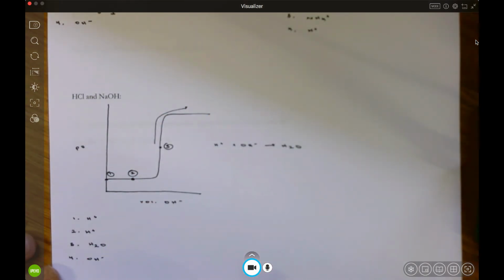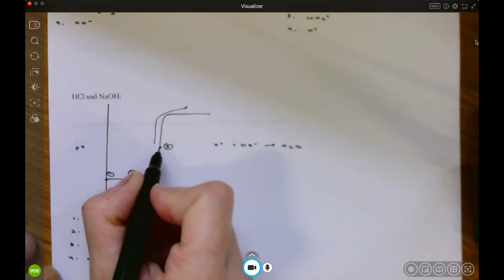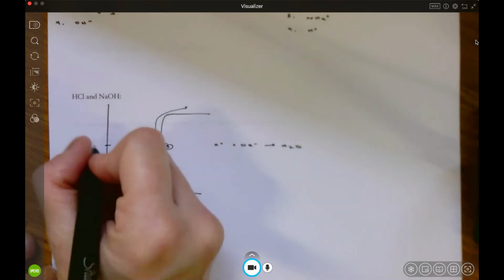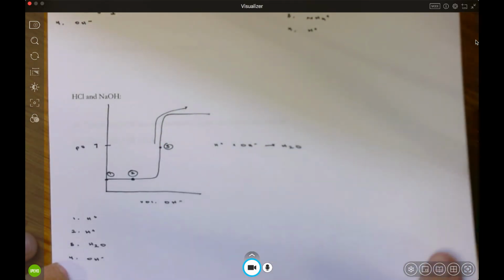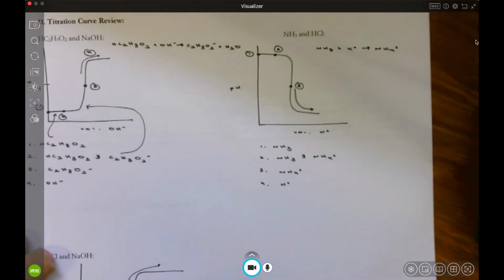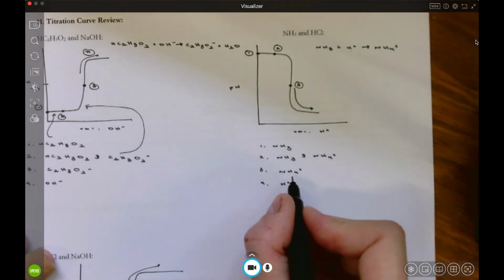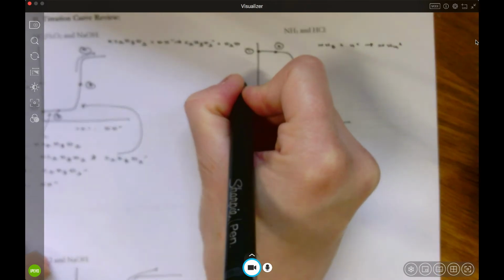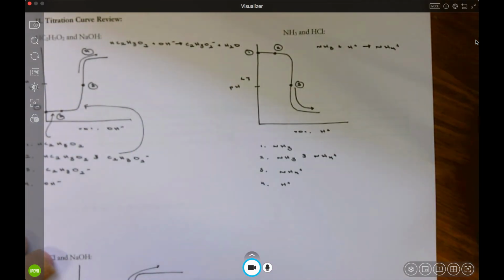So really quickly to talk about pH, when I'm at my equivalence point with a strong acid and a strong base, because water is the only thing that's present, my pH is 7. While for up here, because I only had NH4 plus present, that is an acid, so my pH will be less than 7. Okay?